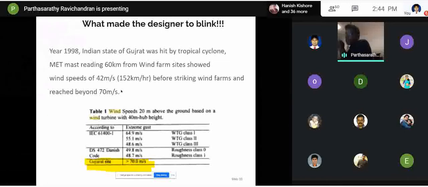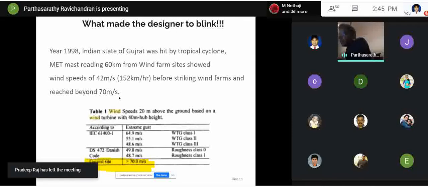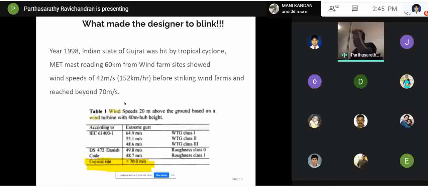But then it also reached beyond those wind speed limits. So there was a major catastrophe in the wind farm in the state of Gujarat, where some of the towers fell flat because they were not able to withstand those wind speeds. The tower started shaking so vigorously that the resonant frequency damaged the complete tower. So that was the case that happened.